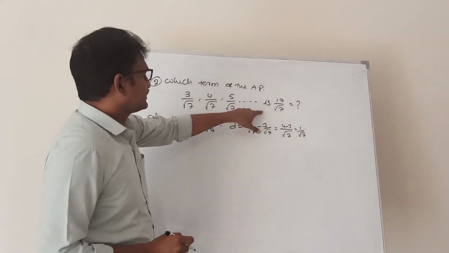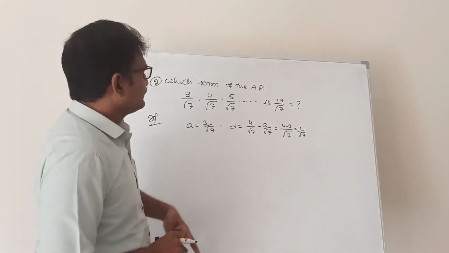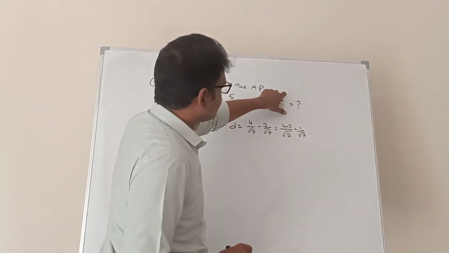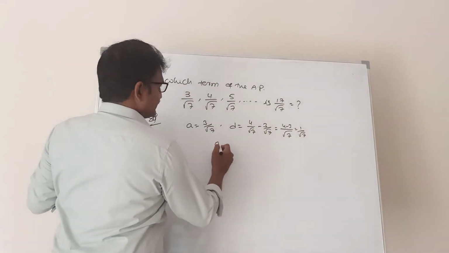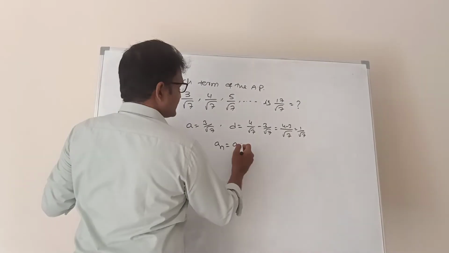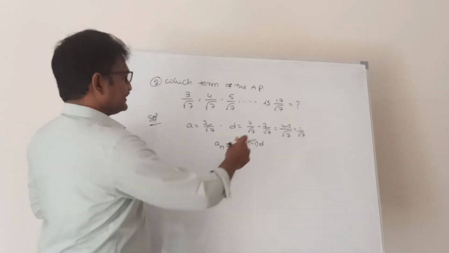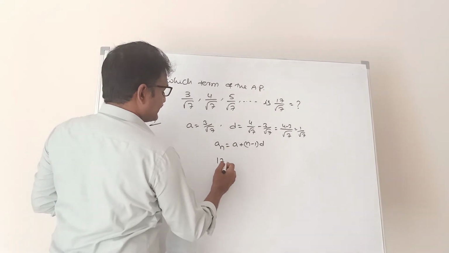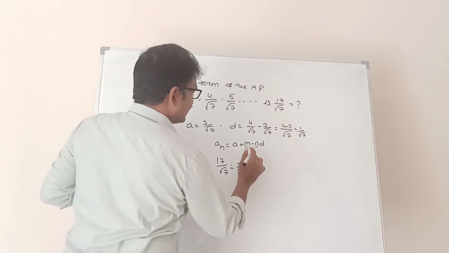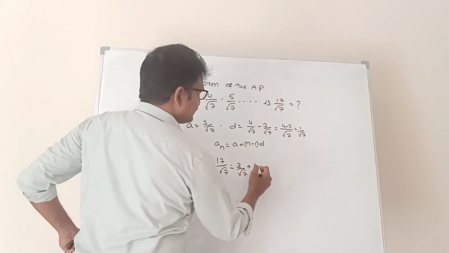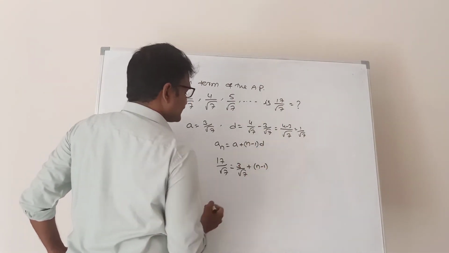Next, which term is 17 by root 7? In this sequence, what is the term number of 17 by root 7? So here, the nth term formula is a plus n minus 1 into d. The nth term is given, 17 by root 7 is equal to a, 3 by root 7, plus n minus 1 into d. Here n denotes which term comes as 17 by root 7. The n value we should find.